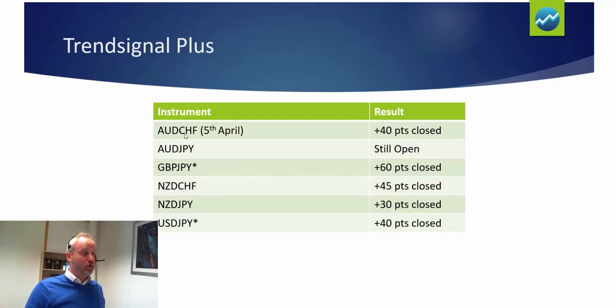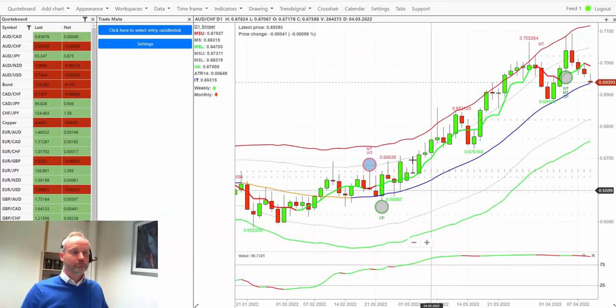But let's have a look at these other ones that triggered from the 5th of April. We talked about Aussie Swiss, Aussie yen, New Zealand Swiss and New Zealand yen. Really nice trades there. Pound dollar was another one, but it didn't actually trigger as a new opportunity in the end. So let's have a look at that and we'll talk about what that means in just a second.